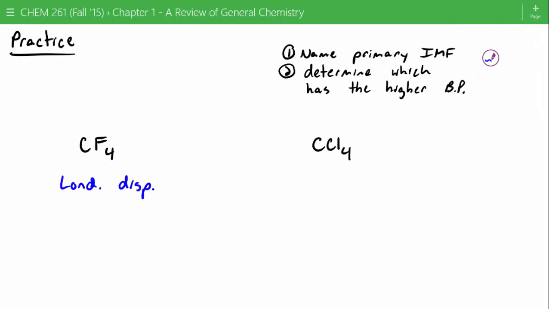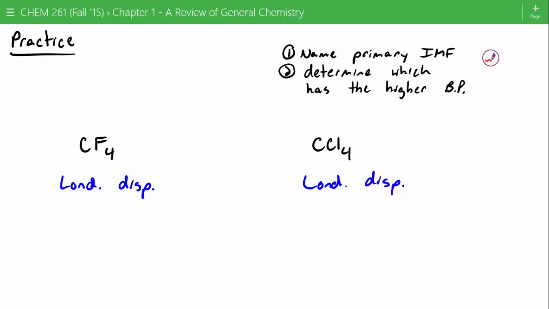What about carbon tetrachloride, the one on the right? It's the same. Okay, so now we're in a tiebreaker situation. Which one has the higher boiling point? So with London dispersion forces, what causes something to have stronger London dispersion forces? More surface area. Which of these between fluorine and chlorine has more surface area? Chlorine. So in this case, that's exactly what we observe.